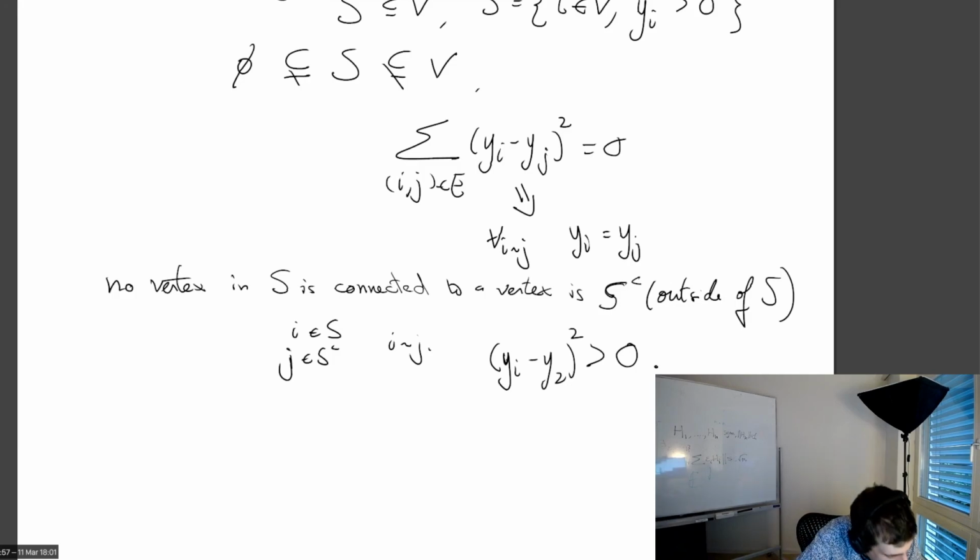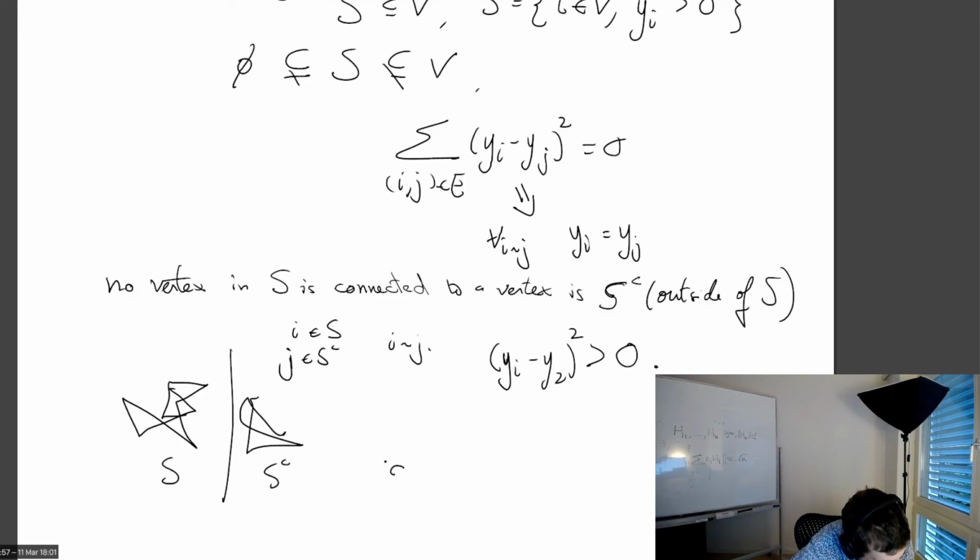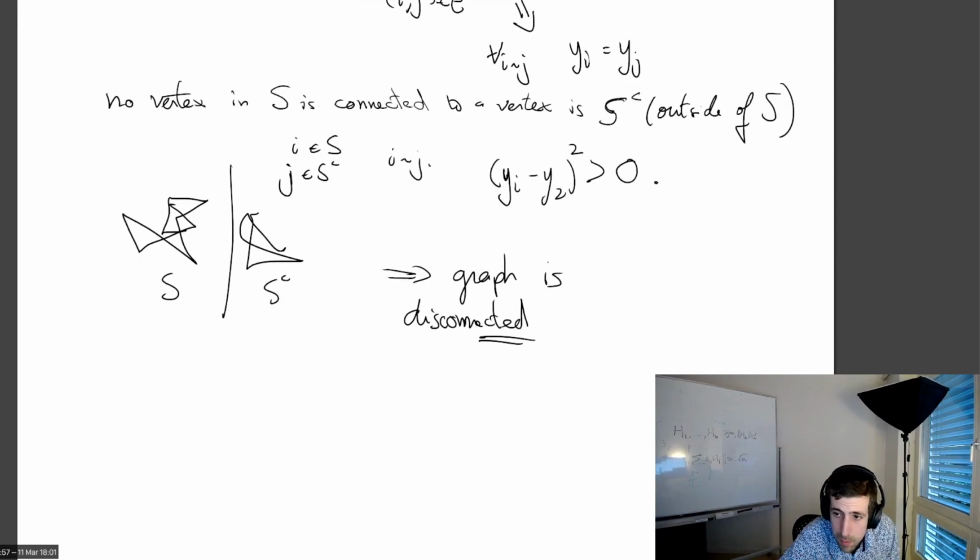So this means that there must be something going on here: S and S complement, and the graph must be disconnected. So there is a set that is not connected in any form to the rest of the graph.